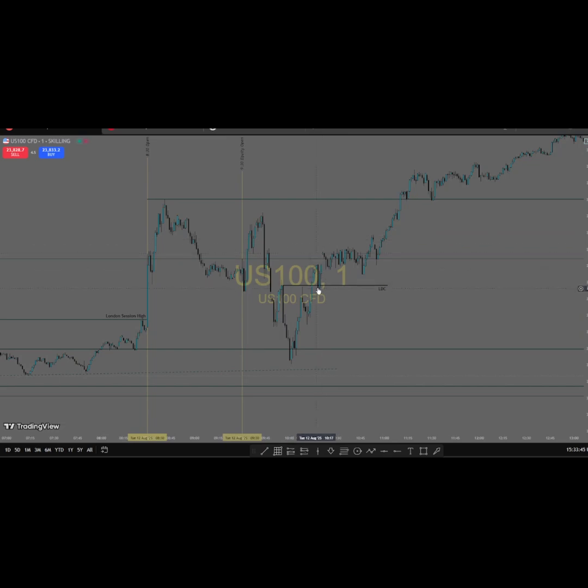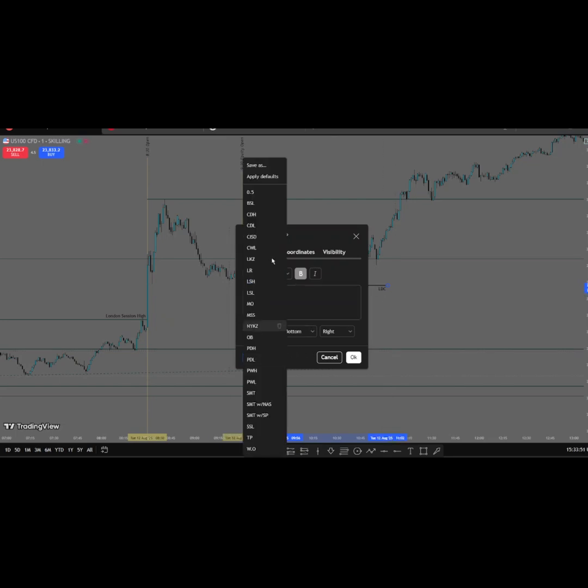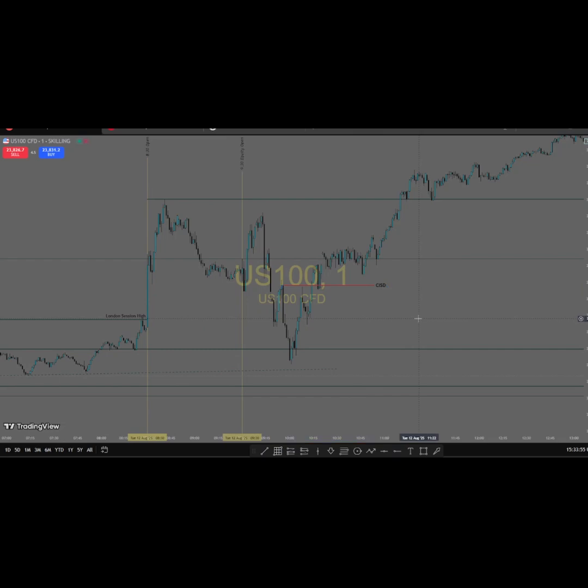All right. So once it does that, the last down close candle, I label it as my CISD, that is my change in state of delivery. What it means is that price has now changed from delivering bearish price action to bullish price action.